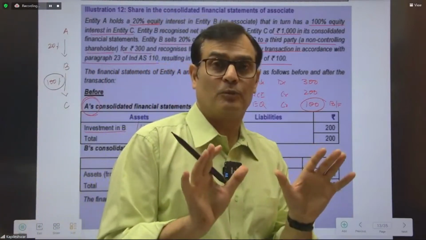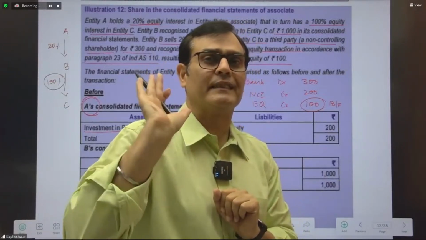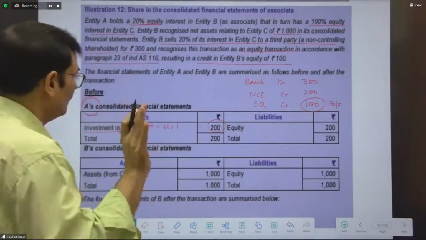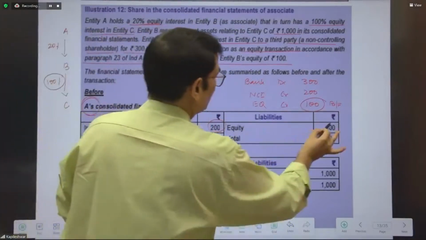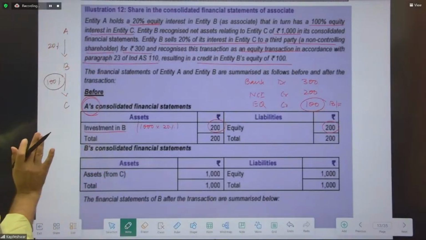It seems that there is no goodwill because what he has done, he's reflecting the investment equal to the share in the net assets, and there is no goodwill. So the investment appears at 200 and the equity appears at 200. This is the consolidated financials of A.